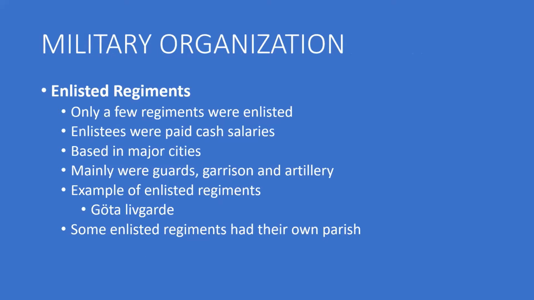So for the enlisted regiments, again, there were only a few that were enlisted, and these enlistees were paid a cash salary. And again, they were based in the major cities. And again, there were guards, garrison, artillery. One example is Göta Livgarde. And then also some of these enlisted regiments had their own parish. So if you're looking at the parishes within Stockholm City, you will see some military parishes.